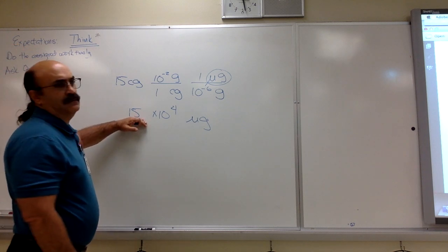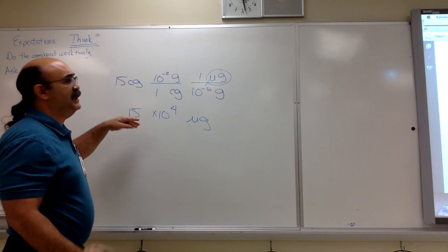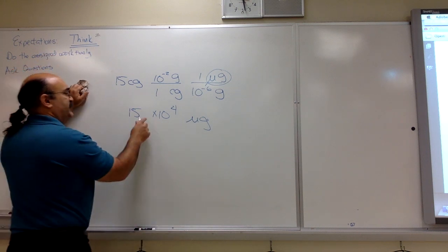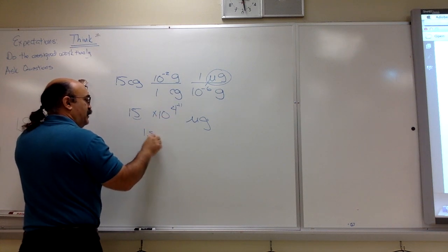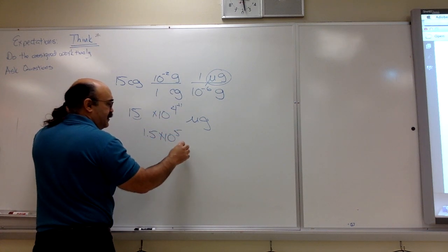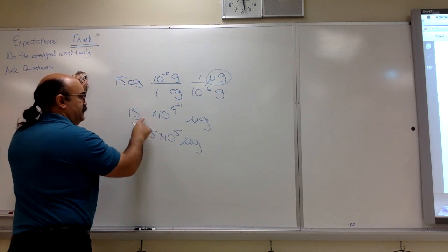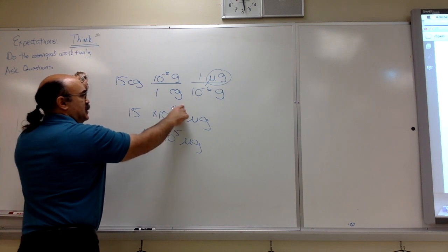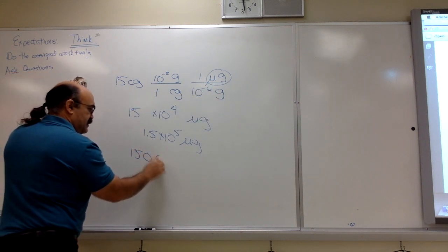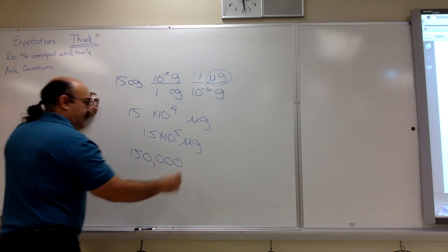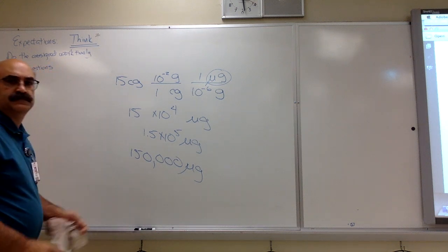I need to have it in my metric prefix. I need to have it either as scientific notation or as a number. Scientific notation, I move this over, add 1. This becomes 1.5 times 10 to the 5th micrograms. Or I could write it simply as a number. This says, go 4 spaces to the right. I could have 150,000 micrograms. Both answers are correct.